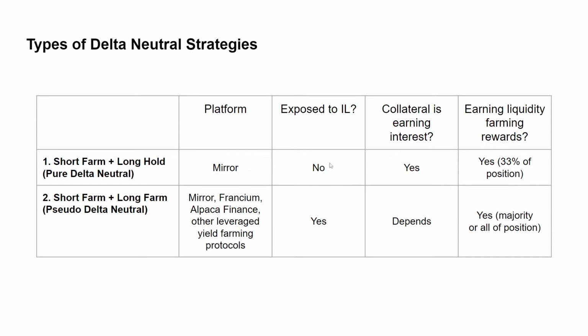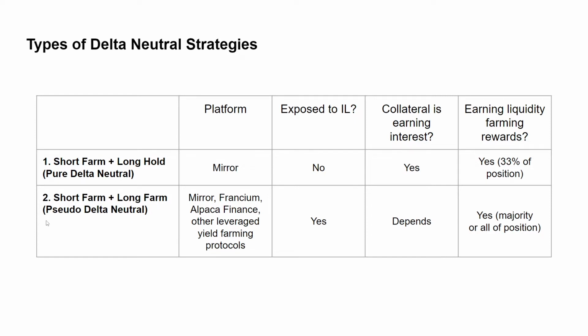This type of strategy is not exposed to impermanent loss, and the collateral that I'm using to borrow the synthetic asset is earning interest because it's utilizing the Anchor protocol, which is the savings platform on the Terra network. And finally, it's also earning liquidity farming rewards, but only at 33% of the position. The next type of delta neutral strategy is a short farm plus a long farm, which has many names in DeFi.